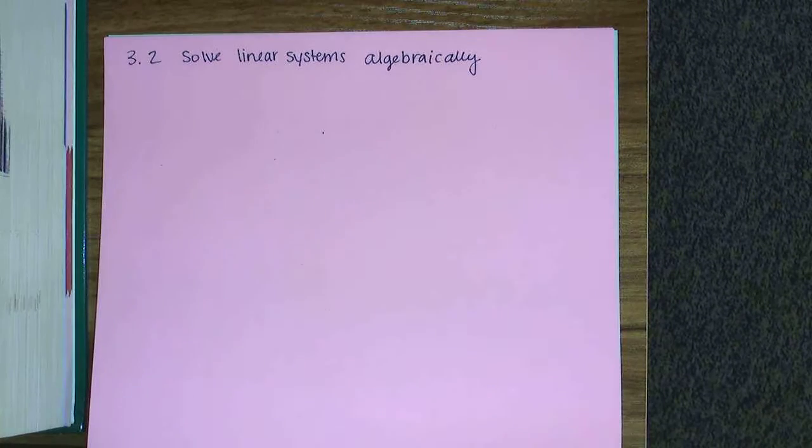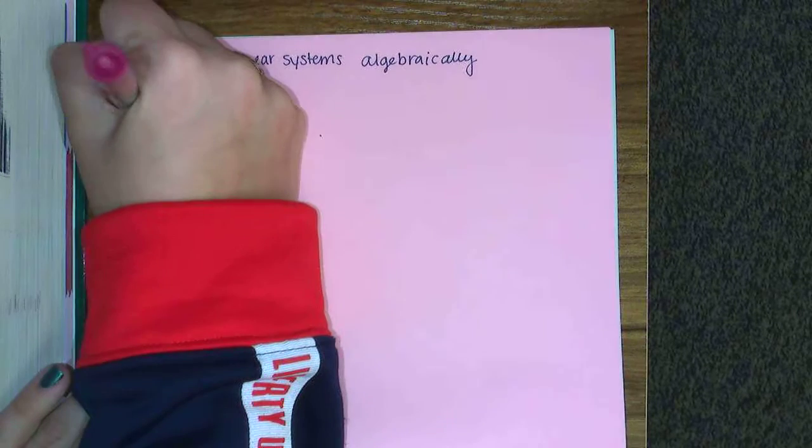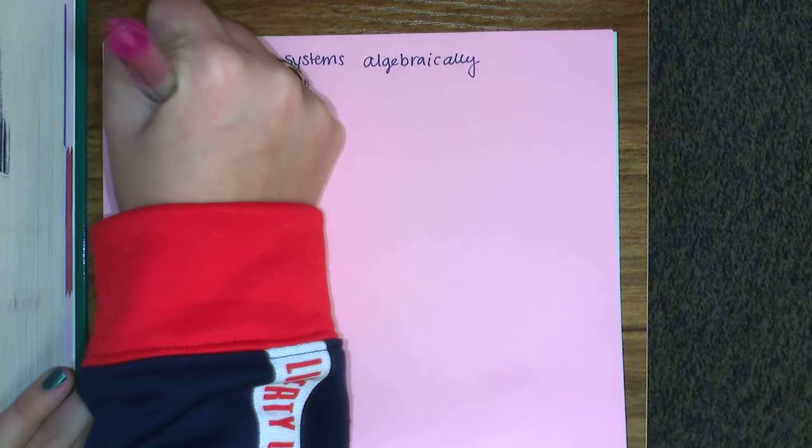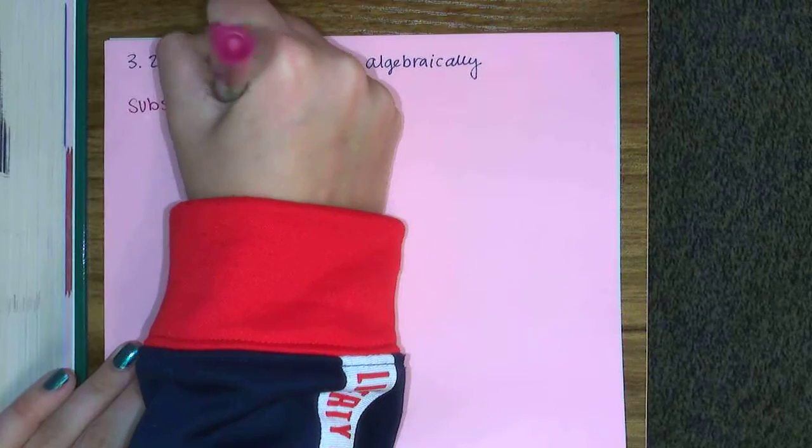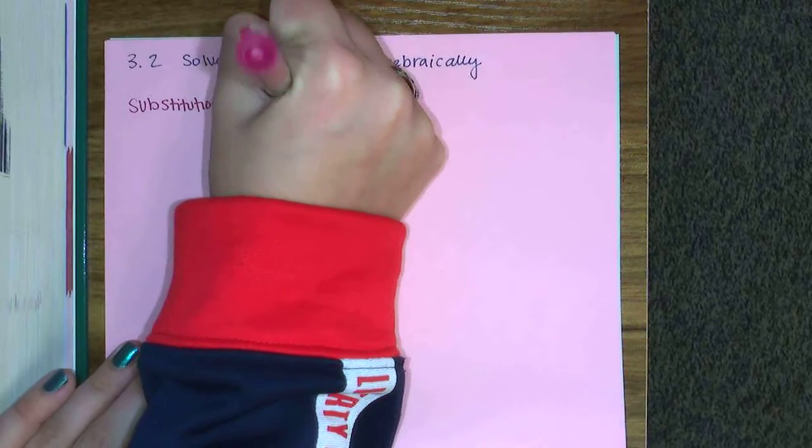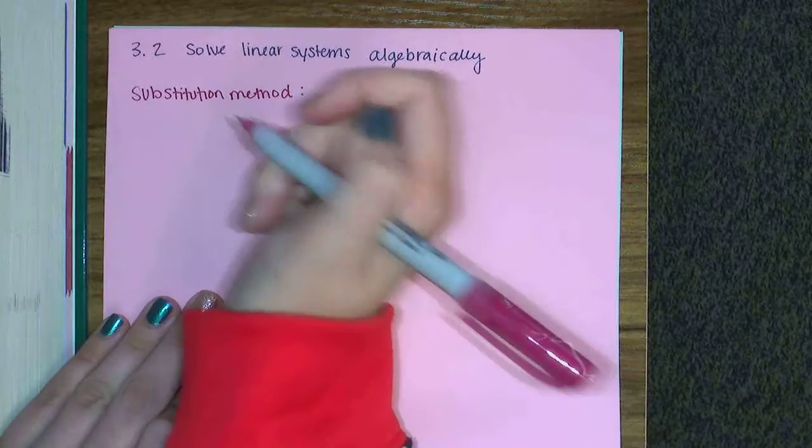Okay, so you may also remember this back from Algebra 1. You learned about combination or elimination and substitution. So the first method is by the substitution. So the substitution method, and I'm going to give these to you in 3 steps.